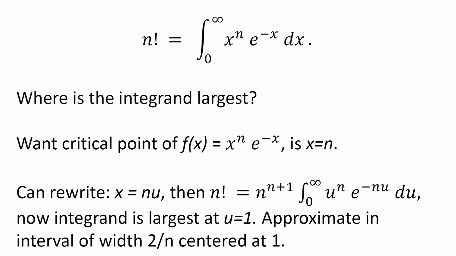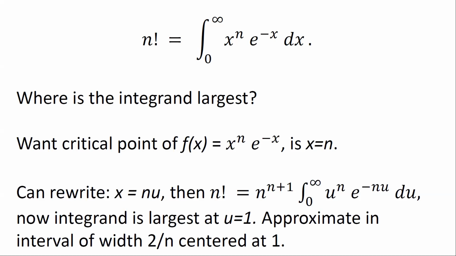Well, now that we know that the action is happening at x equals n, one way to attack this problem is we could rewrite it and write x equals nu and try to pull out some of that n dependence. If we do that, we'll get n factorial is n to the n plus 1 integral u to the n e to the minus nu. And what's nice about this now is we have tremendous decay here. And you can similarly see that the integrand is largest at u equals 1.